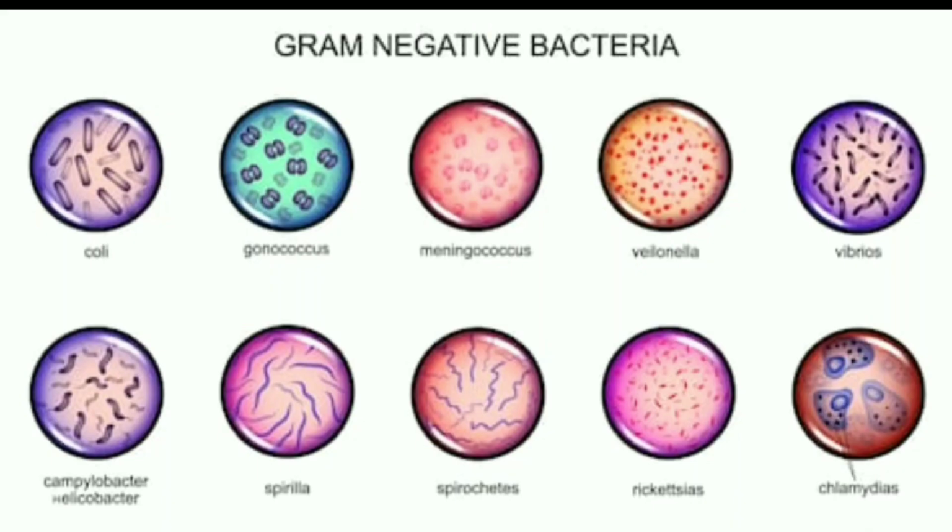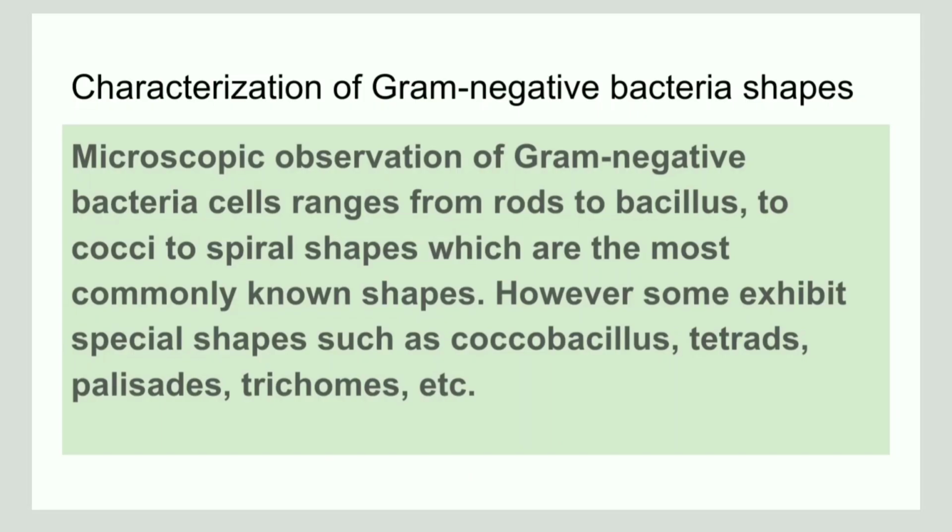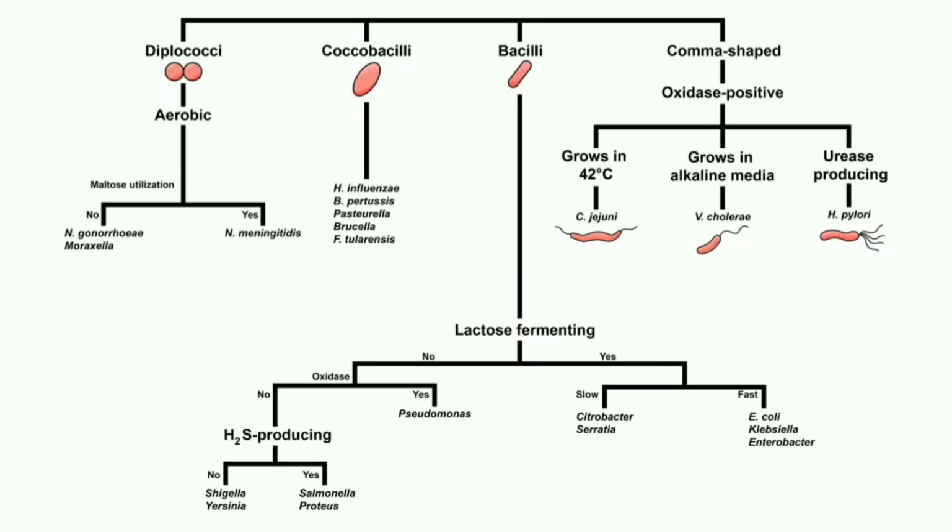This diagram shows examples of different gram-negative bacteria. Next, we will discuss the characterization of gram-negative bacteria. The different shapes in which gram-negative bacteria are found range from rod to bacillus, from bacillus to cocci to a spiral shape. In different shapes, gram-negative bacteria are found, and these shapes vary. Some shapes may be cocci, bacillus, tetrads, and trichomes. These are the different shapes in which gram-negative bacteria are found.